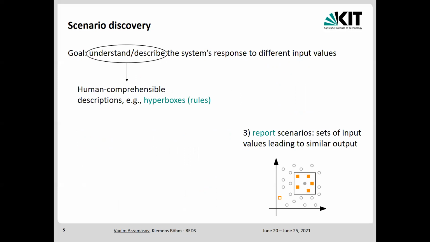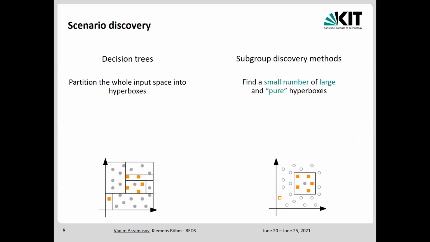Hence, the requirement of scenarios is that they are human comprehensible. For example, they could have the form of hyperboxes or rules, which are easy to write down and easy to express. One can think about two groups of models which produce output in the form of hyperboxes. These are decision trees and subgroup discovery methods.